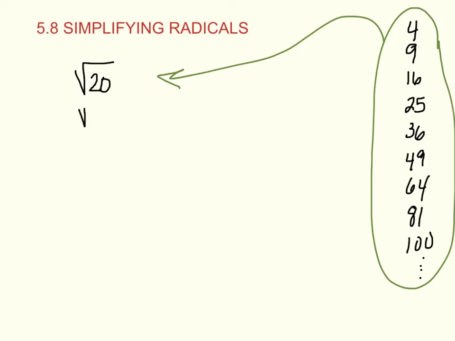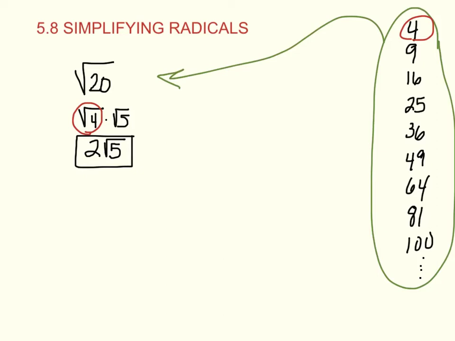So the square root of 20, what you are going to do is rewrite it as the square root of 4 times the square root of 5. Why? Because the square root of 4 is a perfect square, so I can now simplify that. The square root of 4 is 2. The square root of 5, I cannot do. So my answer would be 2 square root of 5. That's what the first bullet means.